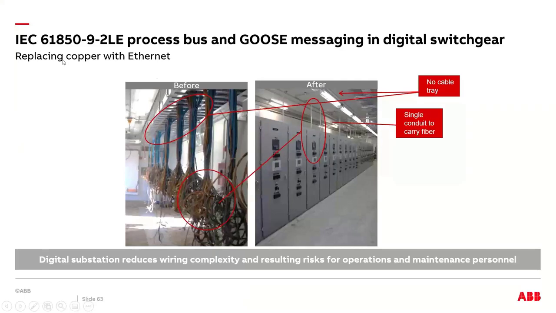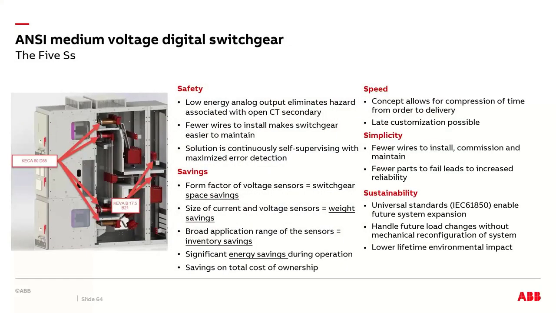So over here, we replaced copper with Ethernet. As you can see, this was how it was before, and this is a lot of wires, right? And over here, it is so much cleaner, and you reduce the footprint, you reduce copper. You're actually reducing the total cost of ownership of the system. So that was a rundown, a quick basic concept of digital switchgear.